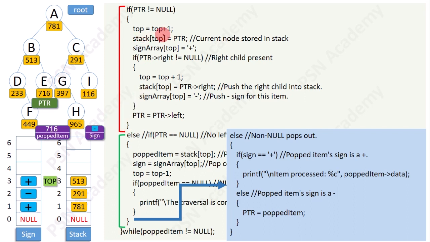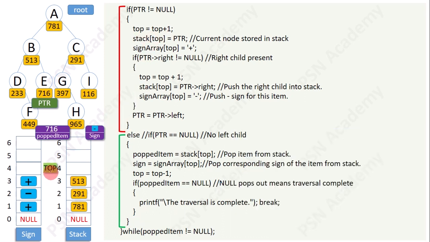We go for top equal to top plus 1. So top goes to 4. Stack top is PTR. So PTR is 716. So 716 comes over here. Sign array top equal to plus. So this portion will be stored with a plus.